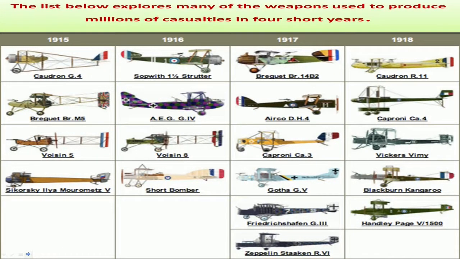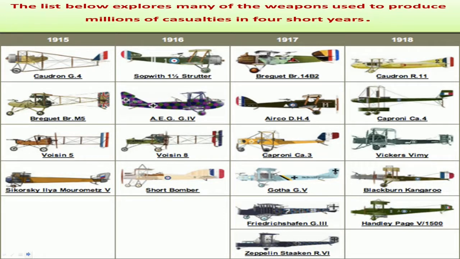Having a list of the machines, or rather the weapons, that were used, let us see this list that explores many of the weapons that were used to produce millions of casualties in 4 short years. For example, from 1915, we have these weapons that were used. We had the Caudron G4, the Breguet, the BRM5, the Yeltsin 5, and many others.